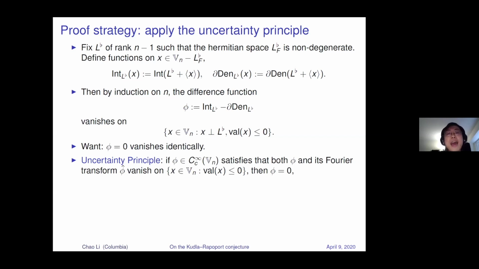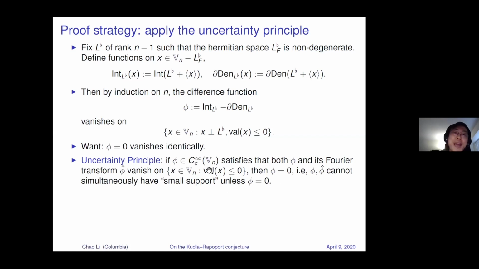So let me remind you, if I have a Schwartz function, a locally constant and compact support function on this Hermitian space, satisfying that both the function itself and its Fourier transform phi hat vanish on this very large set, namely the vectors of valuation smaller than 0, then the function itself has to be 0. In other words, the function phi itself and its Fourier transform cannot have very small supports simultaneously unless the function itself is 0.